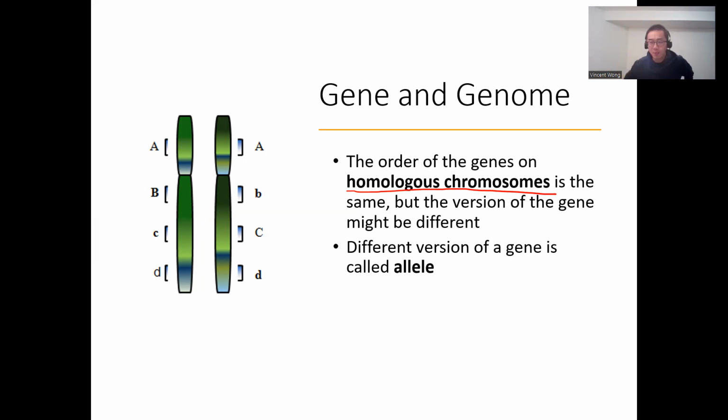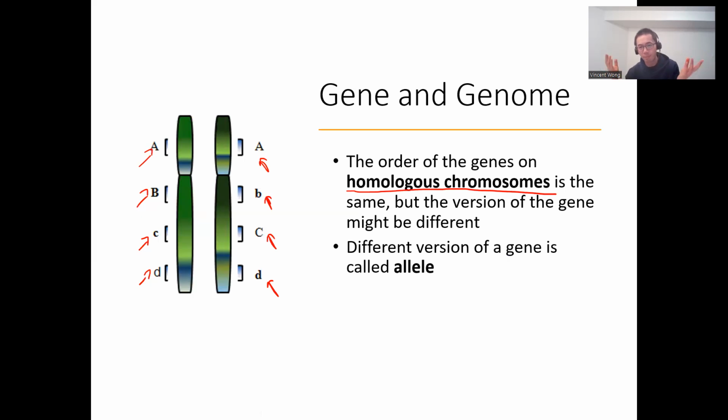Now, the homologous chromosomes are the same length, like 1 is the same length as 1. Chromosome 2 is a little bit shorter than 1, 3 is a little bit shorter, and so on and so forth. The homologous chromosomes are the same length, and the order of genetic information is the same. If you find gene A, B, C, D on one chromosome, you would expect to find them in the same order and at the same locus, the same location, on the other chromosome.